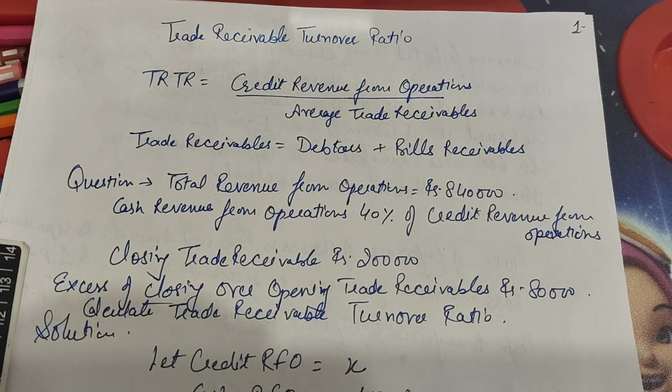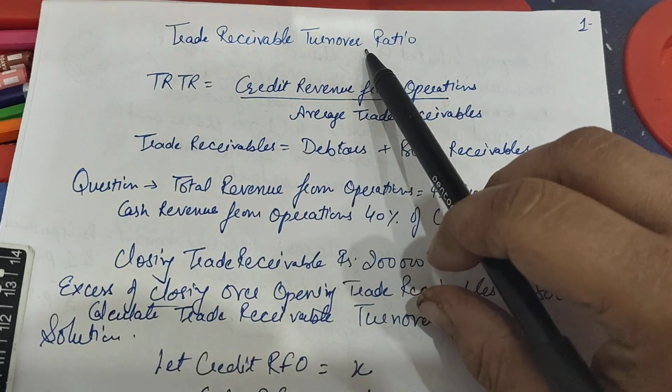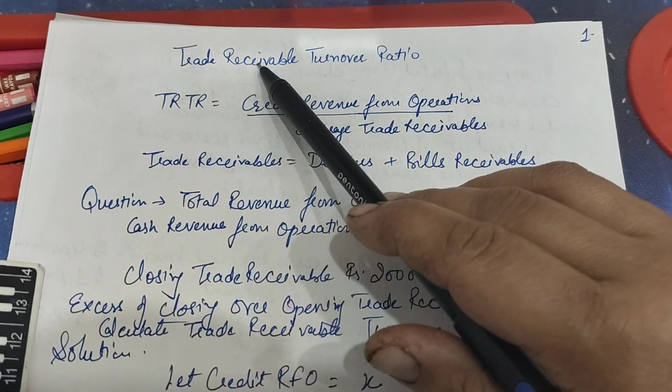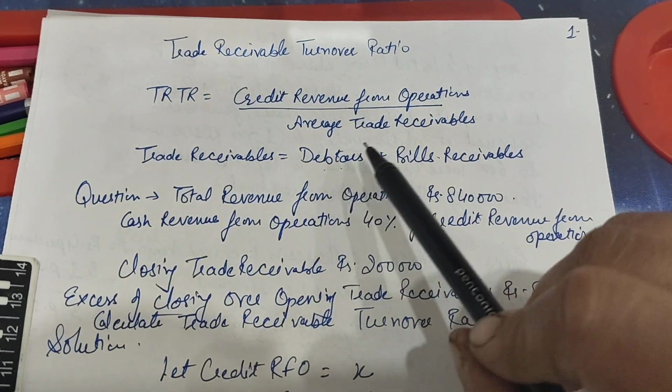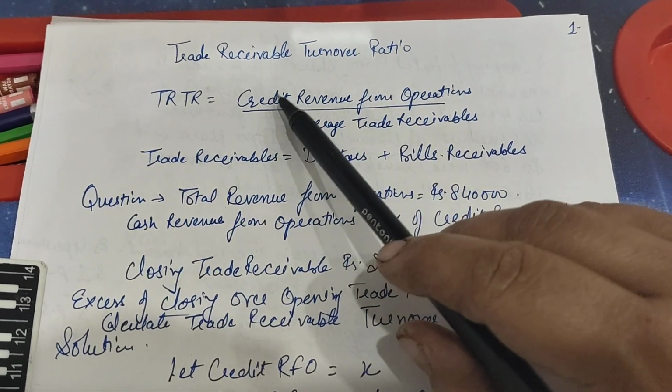Hello friends, what we're going to talk about today in our video is the trade receivable turnover ratio. Now, trade receivables means your debtors and bills receivable. Debtors and bills receivable are in the business because of credit sales.